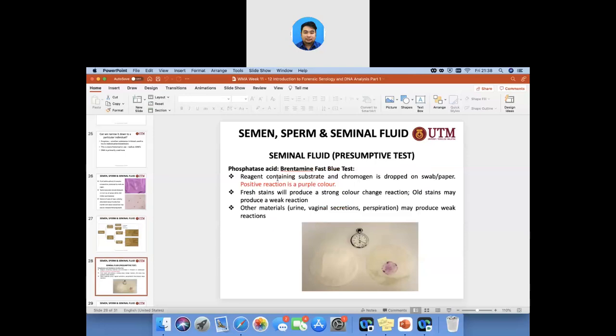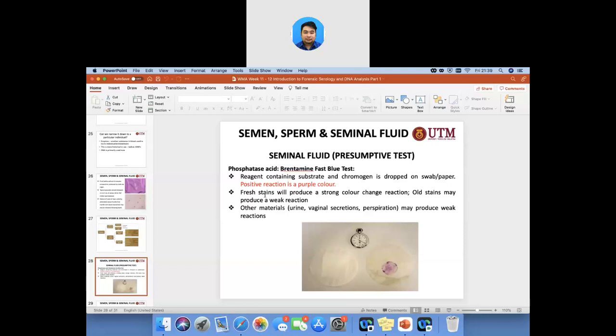So how are you going to detect seminal fluid? This is the presumptive test, basically when you arrive at the scene, for example, the rape scene. You want to detect whether this fluid is seminal fluid or not. So usually we will use the acid phosphatase Brentamine fast blue test. In this test, a reagent containing substrate and chromogen is dropped onto a swab or paper. If it is a positive reaction, it will change to a purple color. So it will form crystals, and this crystal will give out a purple color.